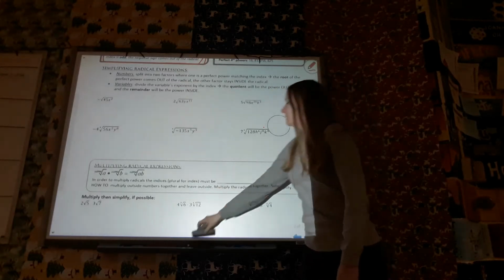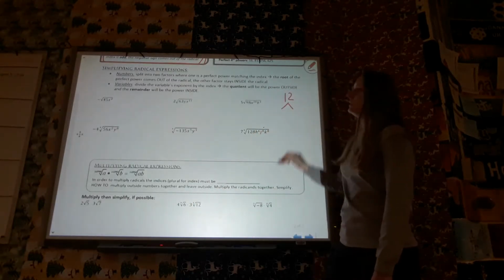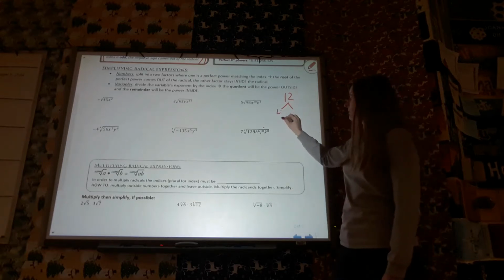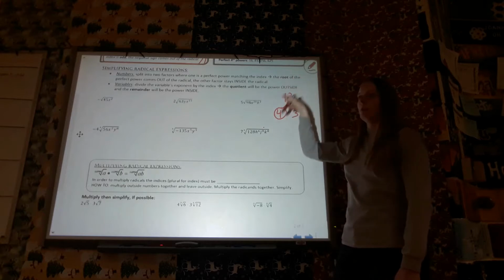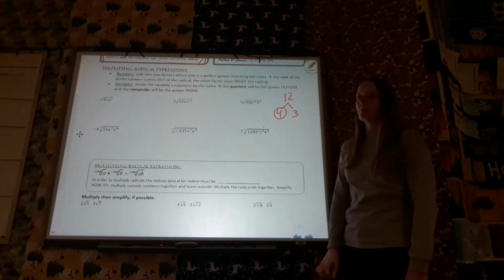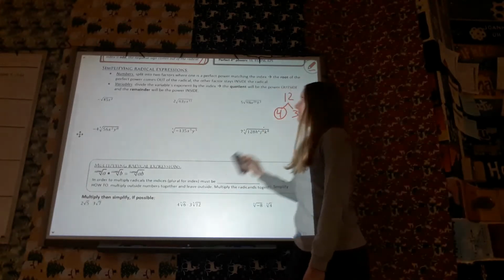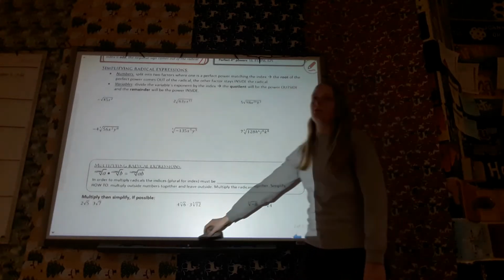I like to do it in just 2 branches. I pick the biggest perfect square that's a multiple of 12, which happens to be 4, and then I take the square root of that. 2 on the outside, 3 on the inside. I like it short and sweet and make sure that I understand what's actually going on with the question. So that's the process I'm going to be using throughout the lesson.